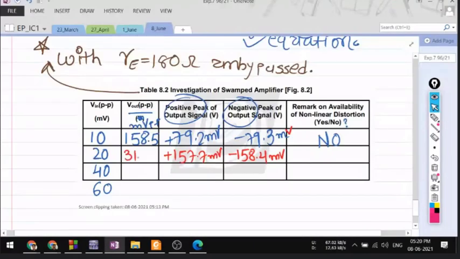316.1 millivolt peak to peak, right? The unit is written millivolt peak to peak. Okay, so is output distortion there? No, they are almost the same, student. The positive peak and negative peak are almost the same, so there is no distortion.